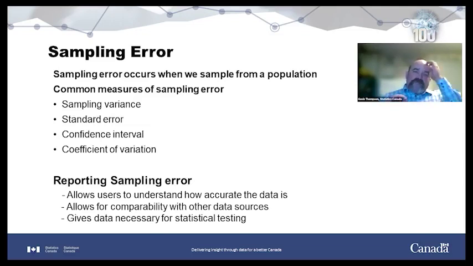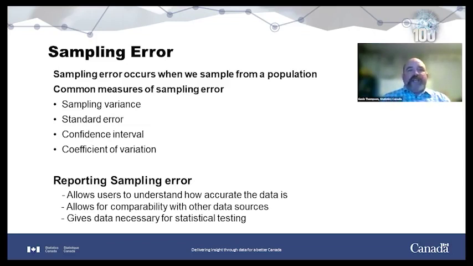Now, why is it important to report sampling error? This one's much more important for the researchers. Depending on which one of these measures they're looking at, it will tell them the possible range of the answers. And this will allow for comparability with other data sources.